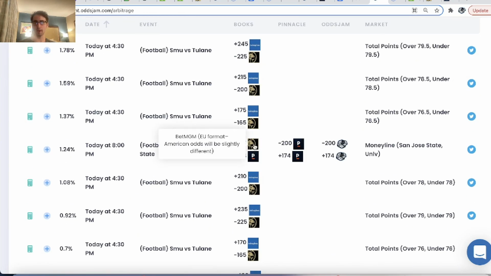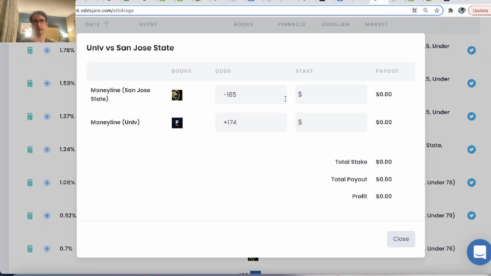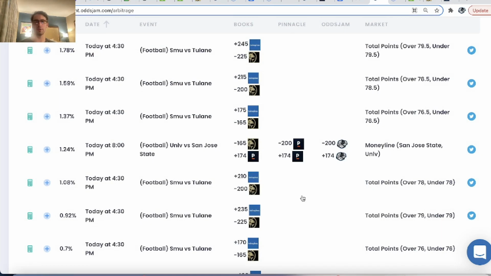There's an arb between BetMGM and Pinnacle, right? So I could arb this if I had both accounts, if I had a Pinnacle account, if I had a BetMGM account, I could arb this and earn a risk-free profit of 1.24%. I'm in the US, I don't have a Pinnacle account, but Pinnacle is one of the most efficient betting markets, right? It's often referred to as the sharpest sportsbook in the world, and they have minus 200 on San Jose State.